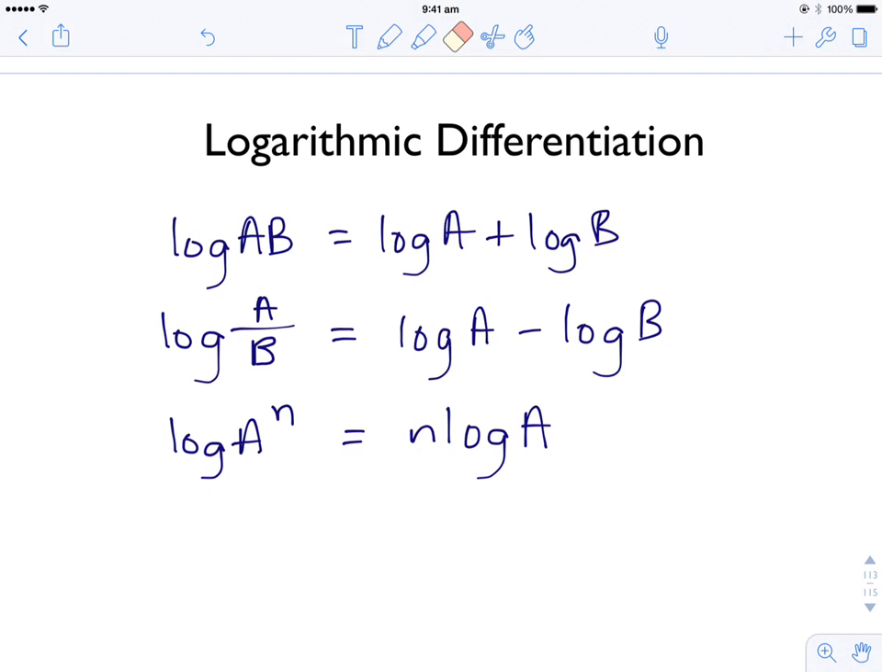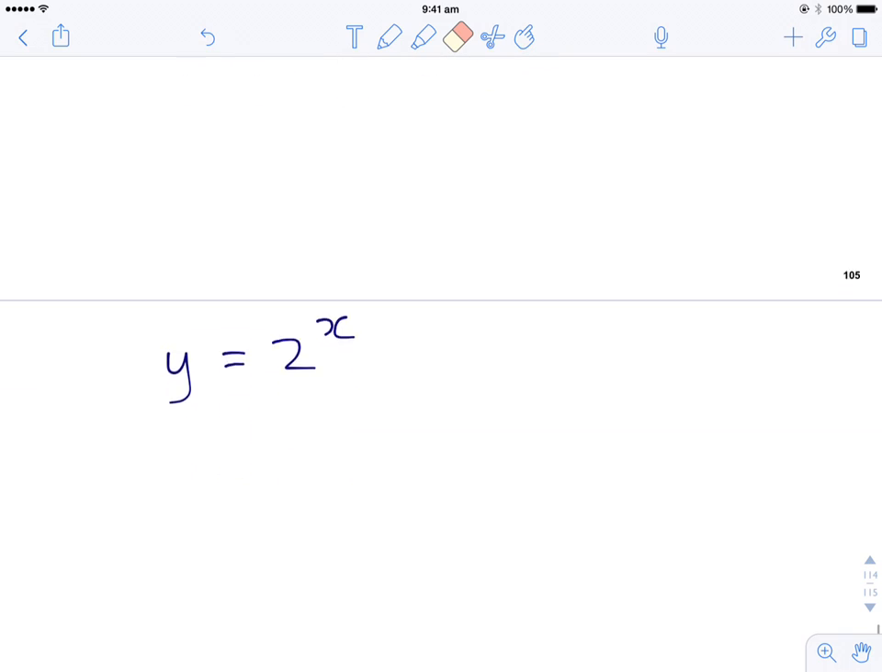Hi everyone, I wanted to show you a method for doing differentiation that's called logarithmic differentiation. This makes life a lot easier for some functions that there's just no other way to do it but this way. So you need these basic log laws that we've studied before to be able to do this. I'm just going to show you quickly 3 examples.